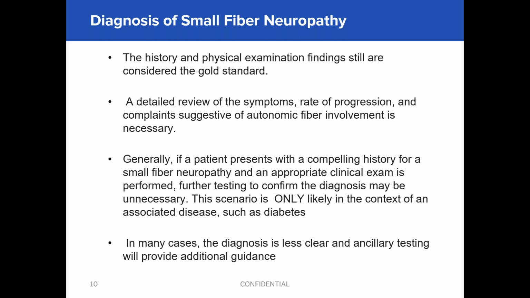But in most patients, and this is the question I always get, at what point do you do this test? Do you do it on all diabetics? No. I want to preserve this for patients who have an early diagnosis of diabetes, or they're starting to have symptoms, or they don't have diabetes but are having neuropathy type symptoms. Those are the patients you really want to do appropriate small fiber neuropathy testing on to get that 100% diagnosis. In many cases, the diagnosis is not as clear as in diabetics, and so you do need ancillary testing to provide additional guidance in your treatment.